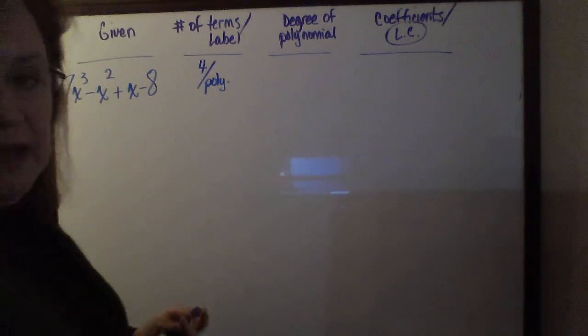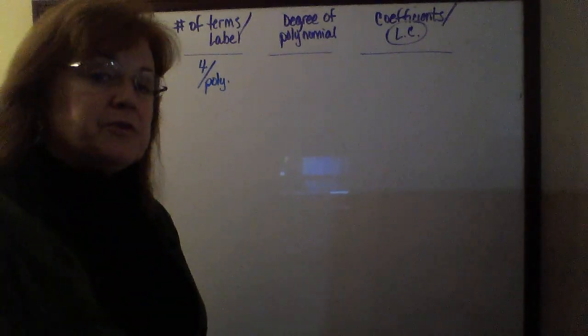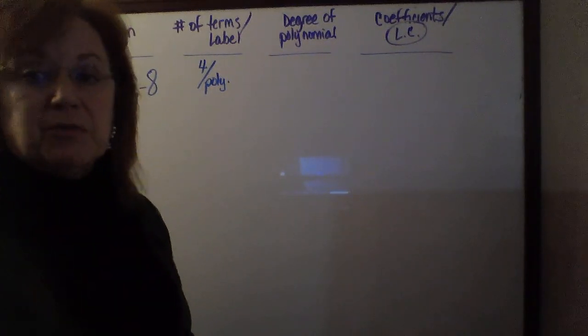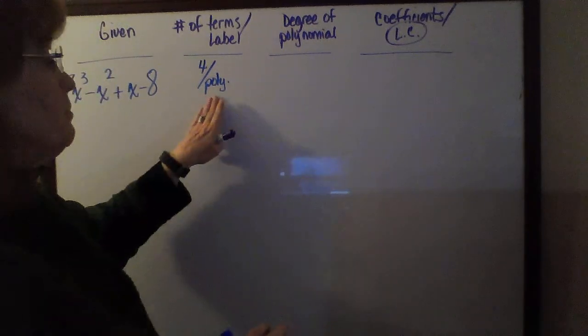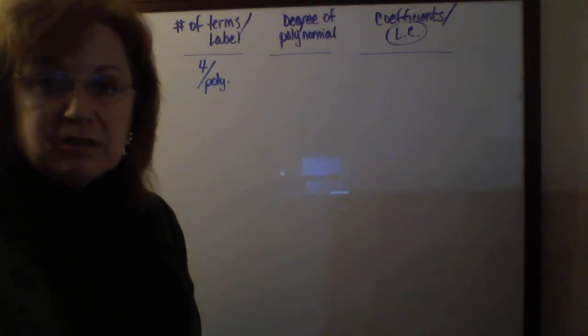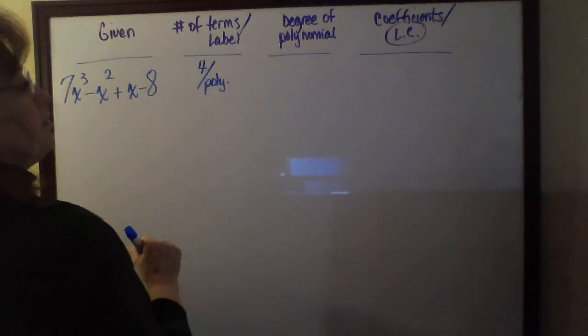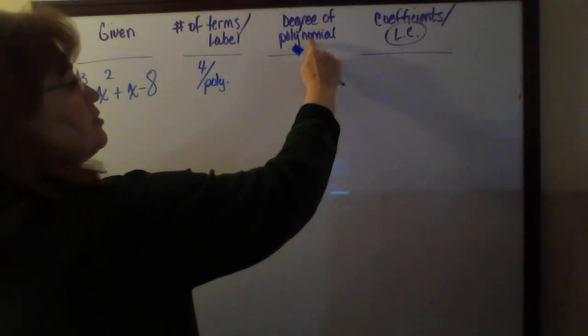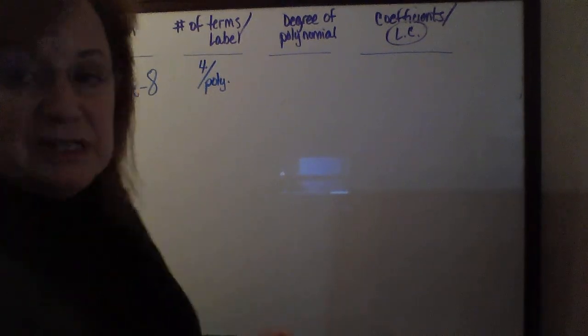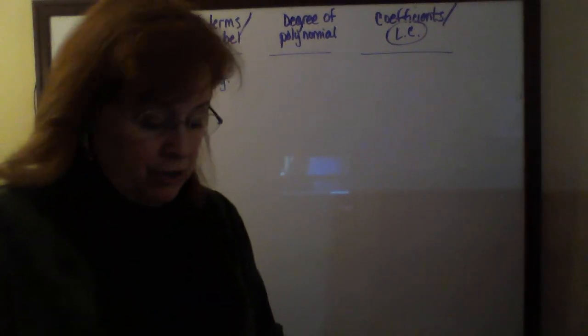So if it has 1 term, it's monomial, 2 terms binomial, 3 terms trinomial. But beyond that, we just call them polynomials, although sometimes I jokingly call them a quadnomial, but it's really just considered a polynomial. Now, to determine the degree of a polynomial, you have to determine the degree of a term.